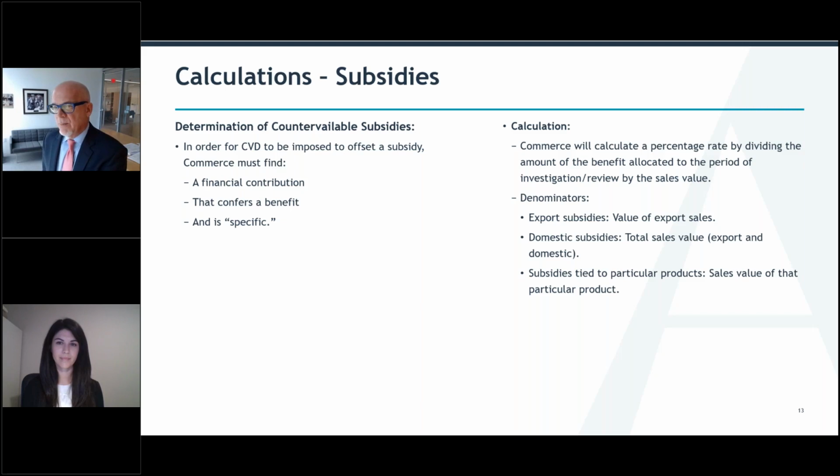But there are many fewer countervailing duty orders than there are dumping orders. So dumping tends to be the focal point for many people, and that's the one where there can be much more variability from one year to the next as well. Okay, let's go to the next slide.